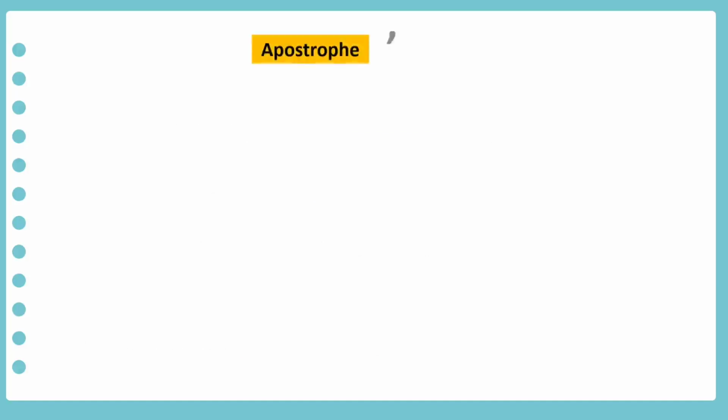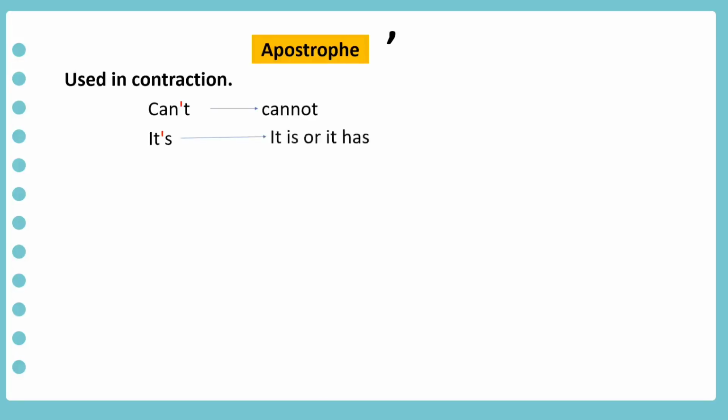The apostrophe is a punctuation mark that has multiple functions, and this is what makes using an apostrophe more challenging. One of its most common uses is to form contractions, which are shortened forms of words or phrases. For example, can't, it's, and so on.